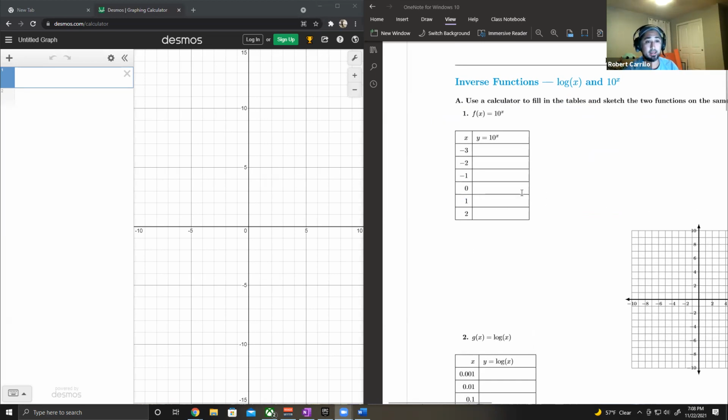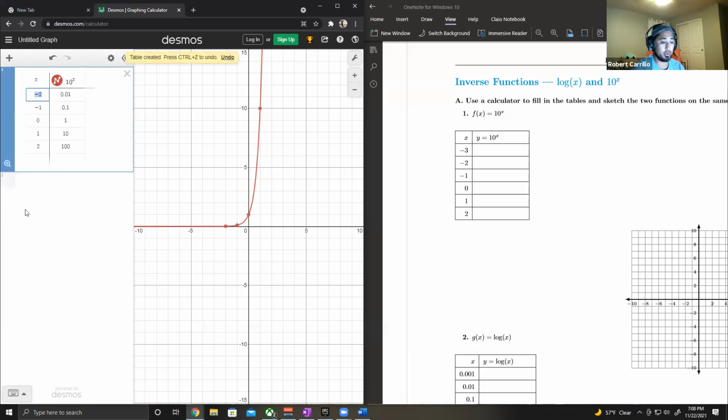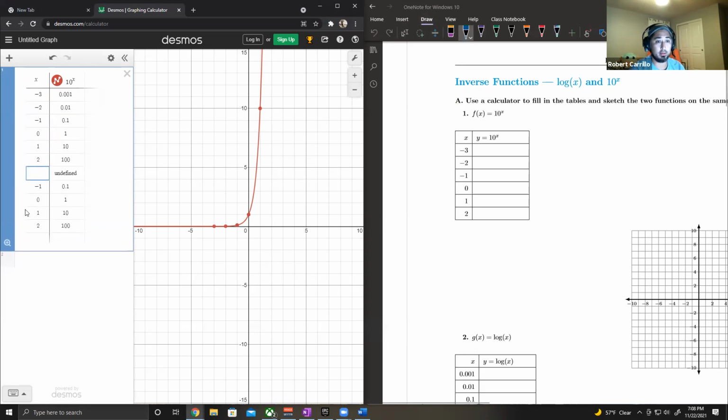So let's go ahead and make the XY chart for 10 to the x. I'm going to type this in Desmos: y equals 10 raised to the x. And we're going to type in those numbers exactly: -3, -2, -1, and then 0, 1, 2. Here at -3, 0.001, and -2, 0.01, -1, we're at 0.1, and then 1, 10, 100.